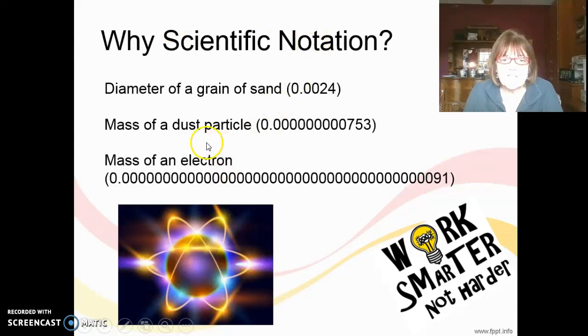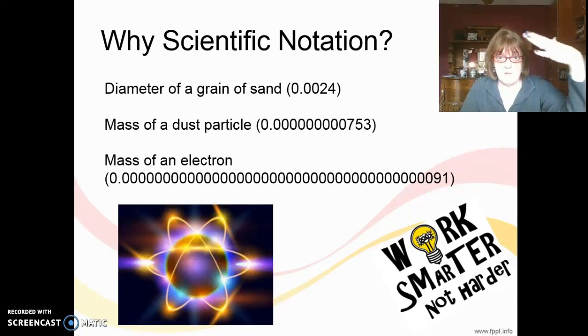The mass of a dust particle. Just one little dust particle. Look at the tininess of that. That is so tiny. A mass of an electron. Who knows these things? Really? That's crazy talk right there. That's just craziness. So we want to work smarter, not harder. I don't want to have to write all the zeros and try to keep them straight with my eyes.